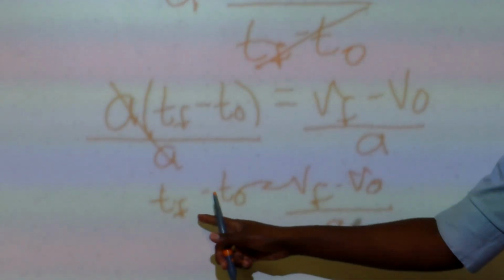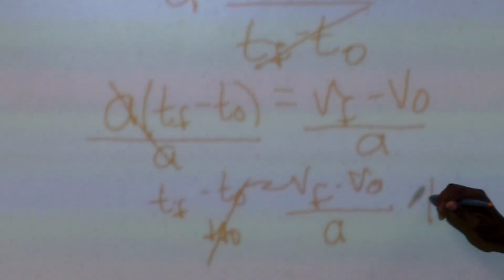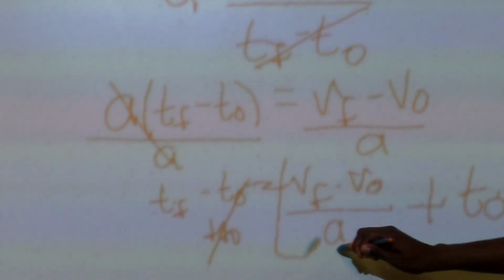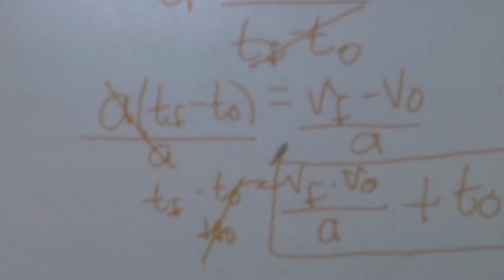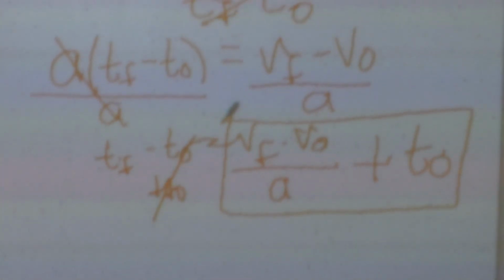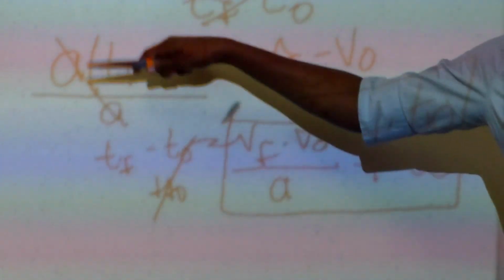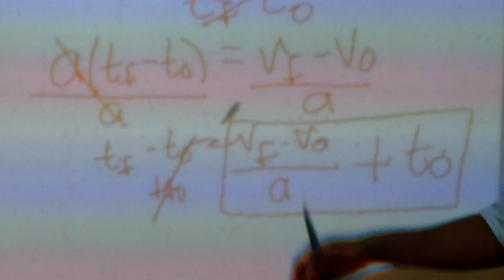And then now to get T sub F by itself, all we need to do is what? Add T sub O to both sides. And there's the answer. Probably can't read it. It's a little raggedy. But the answer is T sub F equals V sub F minus V sub O all divided by A, and then on the outside plus T sub O. Now, of course, there are other ways we can do this. You could have distributed if you want to, and then added the A over here, and then divided by A. That's okay. There are multiple ways to solve a problem, but this is just the easiest relatively.